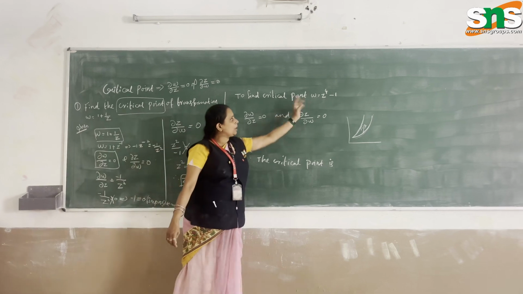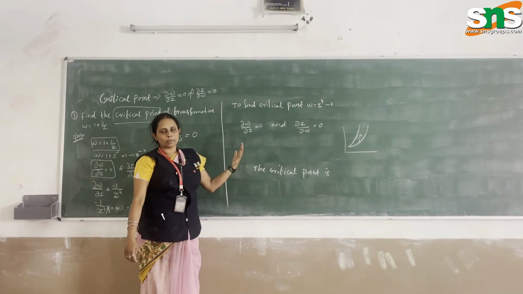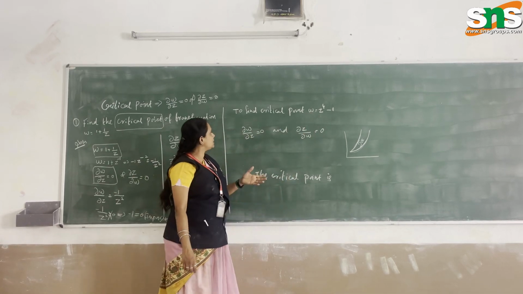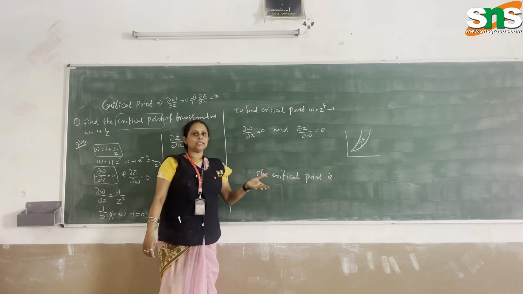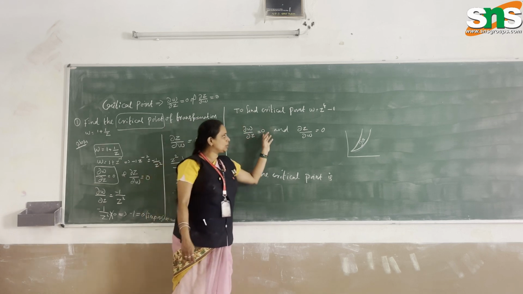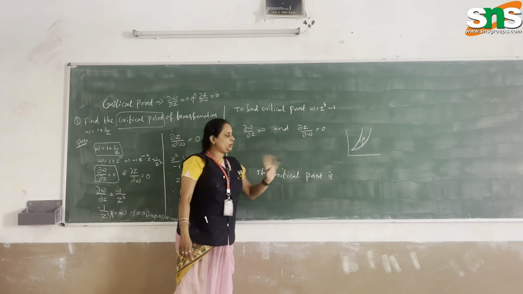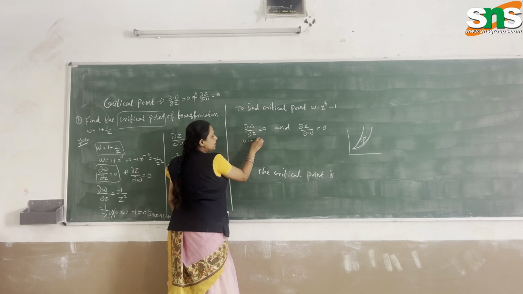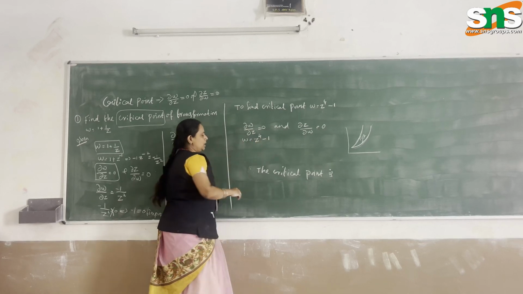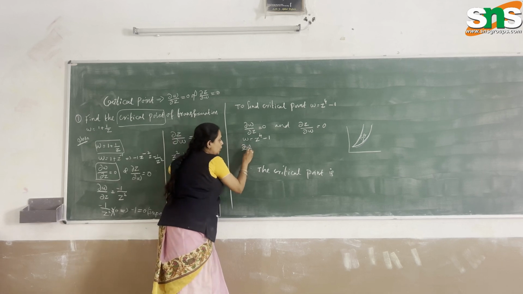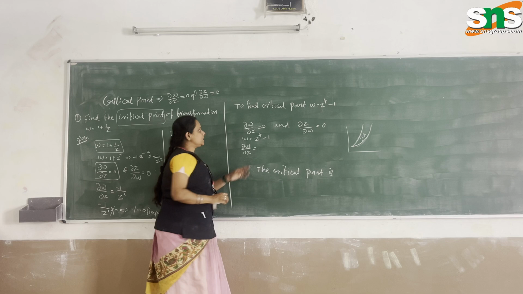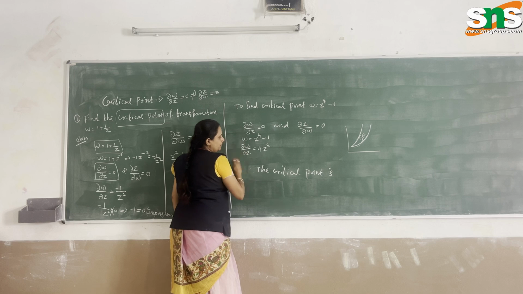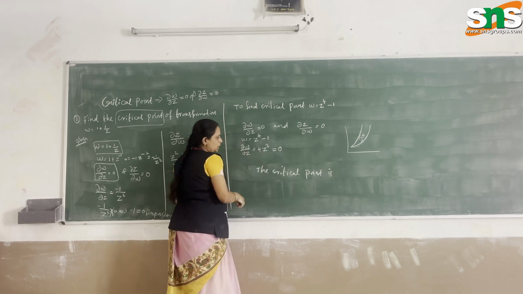Here see, w equal to z power 4 minus 1. In this transformation, what is the critical point? That is our question. So we have to find dou w by dou z equal to 0 and dou z by dou w equal to 0. The w is z power 4 minus 1, so first we find dou w by dou z, which is 4 z cube. This value is equal to 0.